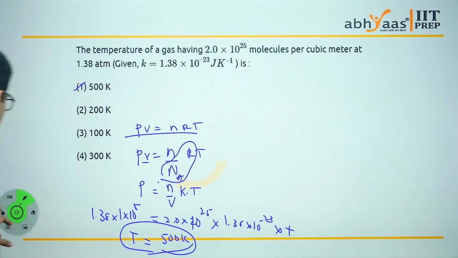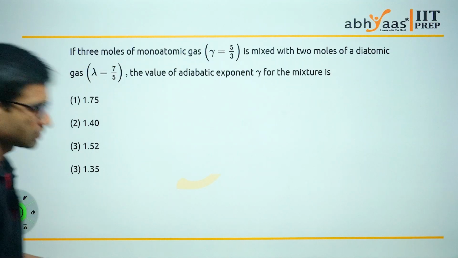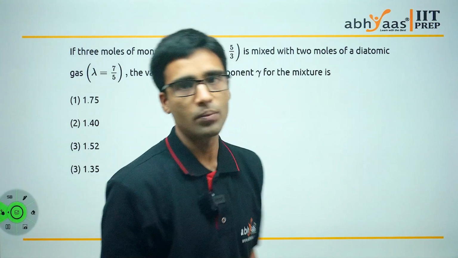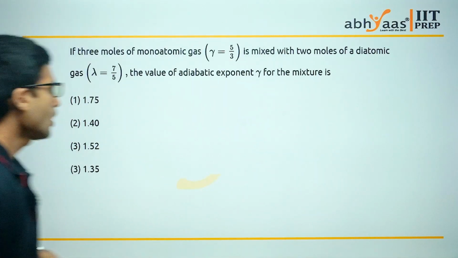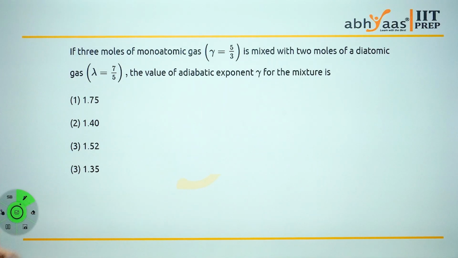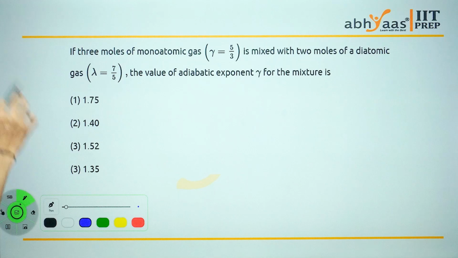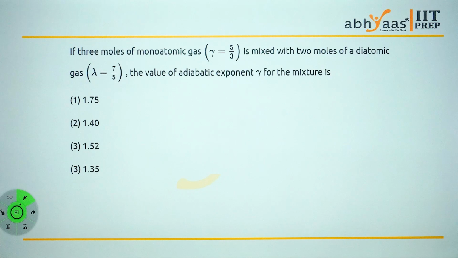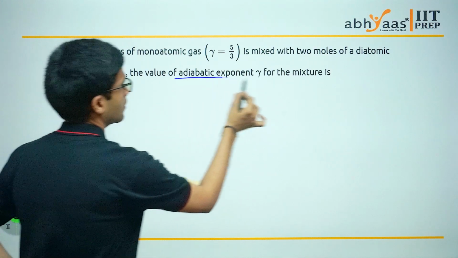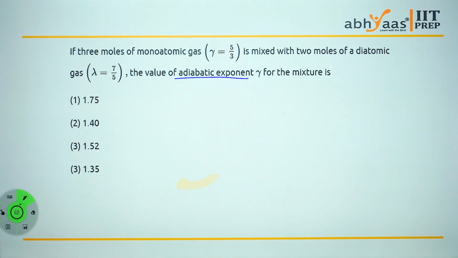Okay. Now going to the next question, simple questions, right? Only direct formulas, just by putting in the values you are getting the answer. Now what you need to calculate? Again, a monoatomic gas is mixed with a diatomic gas. Initially, the adiabatic exponent you need to calculate.